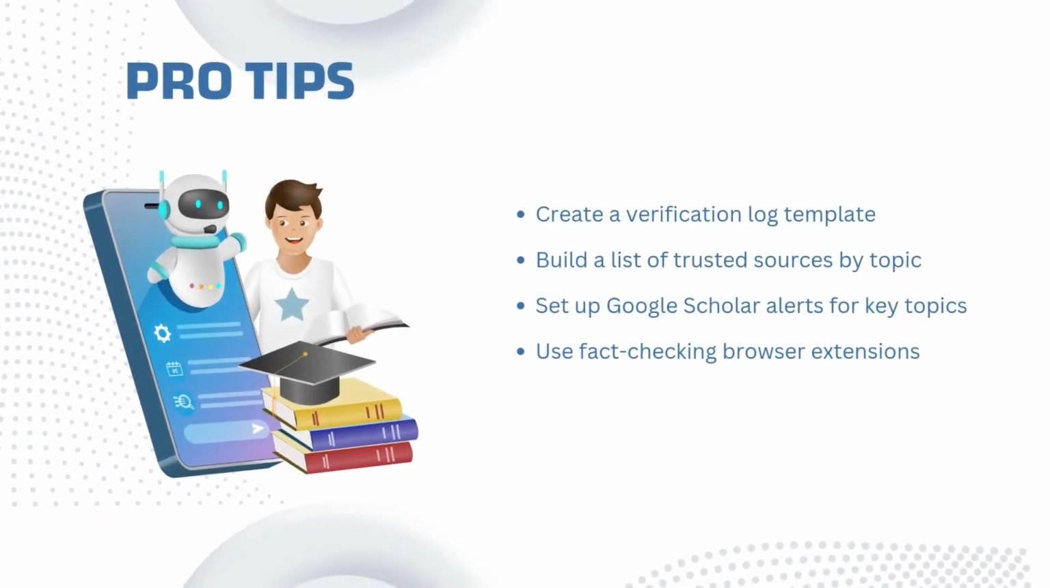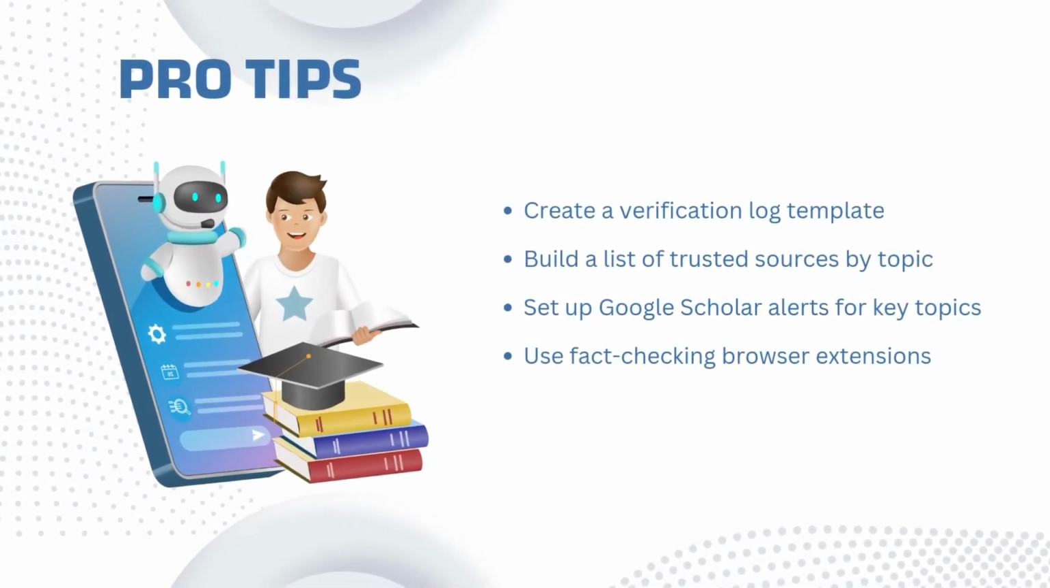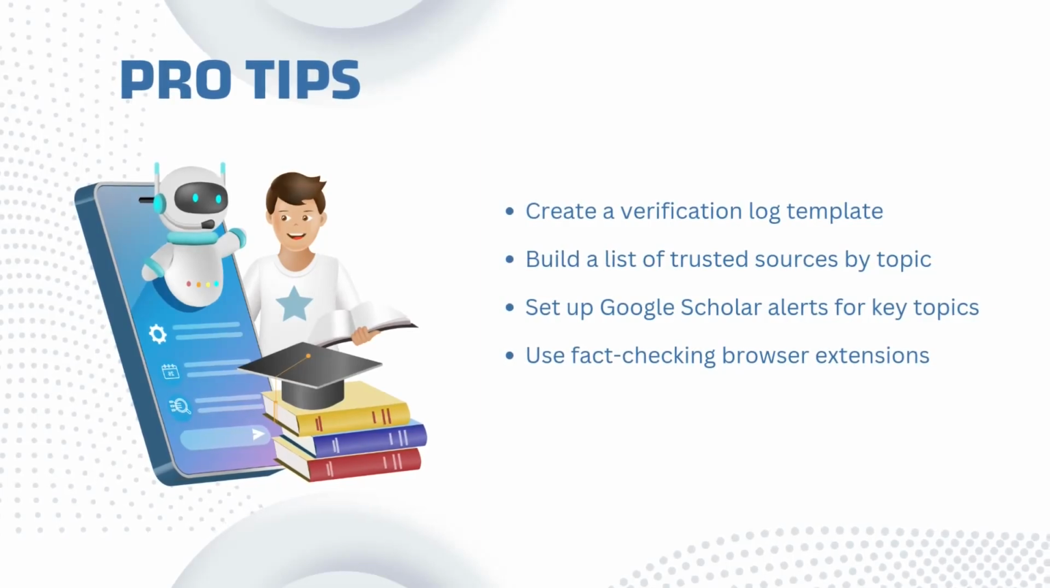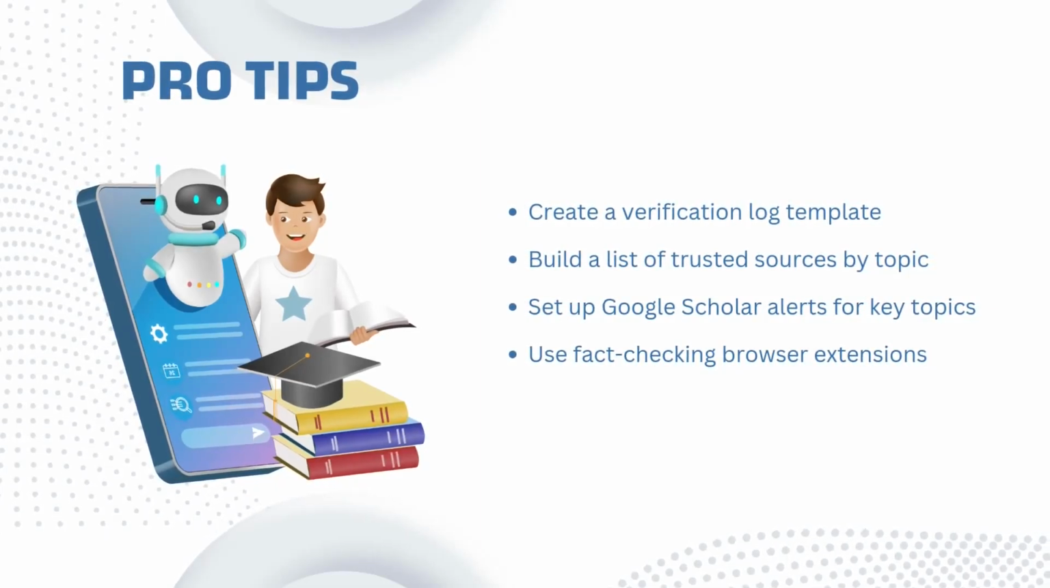So here are some pro tips. You could create a verification log template for yourself. You could also build a list of trusted sources by topic. You could also set up Google Scholar alerts for key topics. And you could also use fact-checking browser extensions.